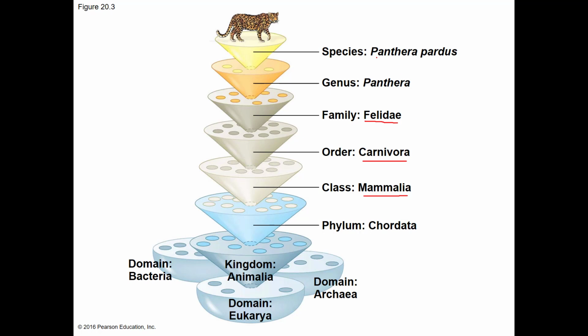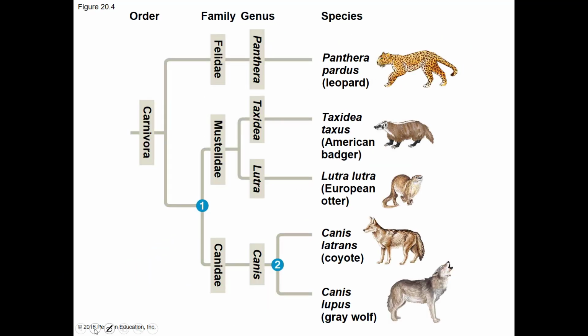And then species Panthera pardus is very, very specific. It only talks about this one species. So I would understand that hierarchy and how it narrows things down. Phylum is larger than order, order being larger than genus, species being the most specific that you can get.